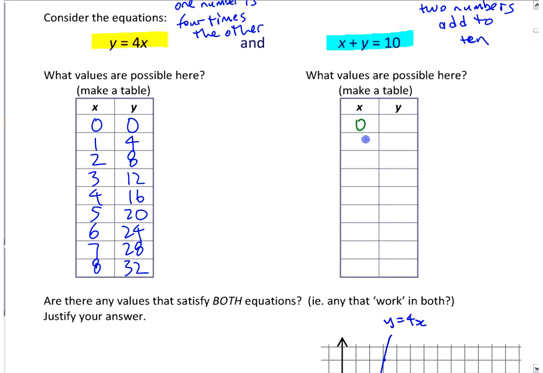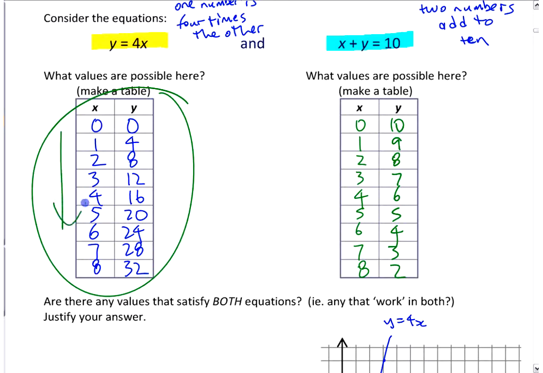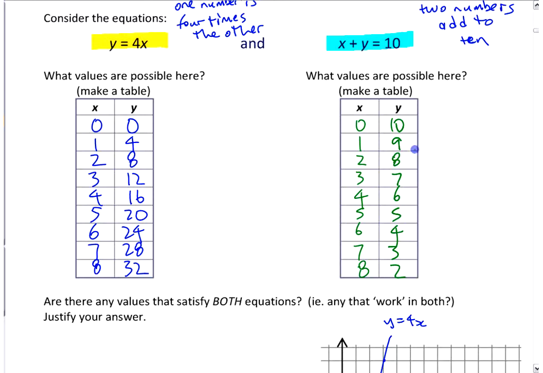If I was to do the same x values here, 0, 1, 2, 3, 4, 5, 6, 7, 8. This one says two numbers add to 10. So if the first number is 0, what's the other number? 10. If the first number is 1, this one is 9, 8, 7, 6, 5, 4, 3, 2. In the first one, as one number goes up, the other number goes up. That's why the line goes up. In this one, as one number goes up, the other number goes down. One's dropping as one's increasing here.